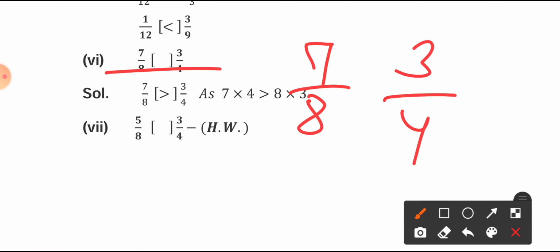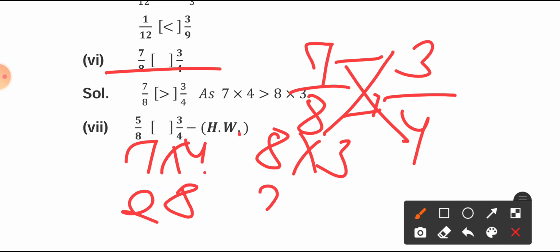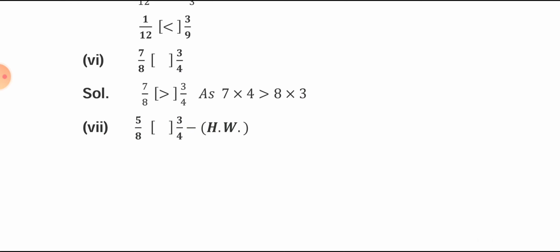This is the case 3. If both numerator and denominator are different, then how to find which fraction is greater here? So multiply 7 into 4 and 8 multiply 3. So 7 multiply 4 and 8 multiply 3. 7 fours are 28, 8 threes are 24. So 28 is greater than 24. It means this side. It means the first number, what is written here? 7. So 7 by 8 is greater than 3 by 4.